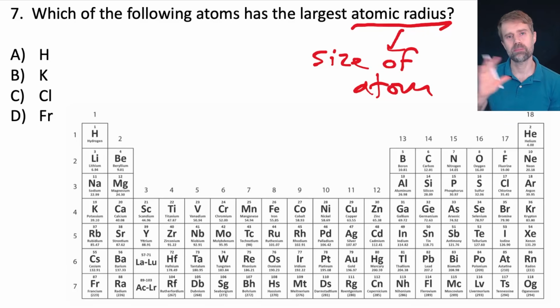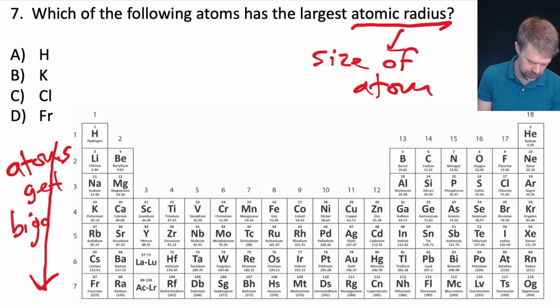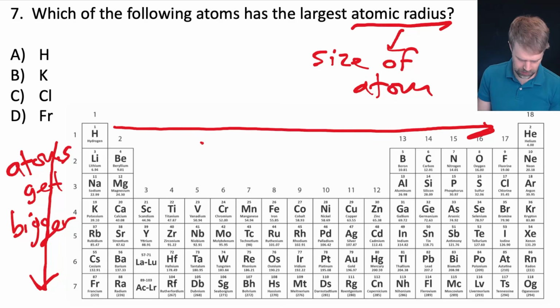Now there are a couple patterns on the periodic table that you might know or that you might be able to even figure out. So the first is that as we go down like this, atoms get bigger. And believe it or not, as we go across a row like this, atoms get smaller.